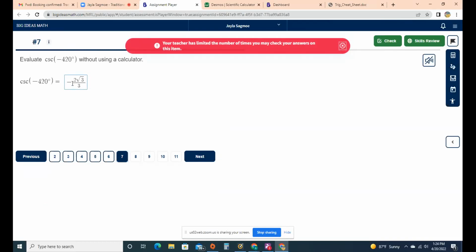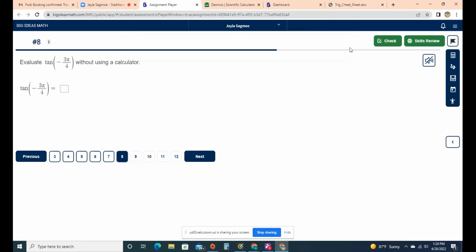Okay, let's go to the next one. All right, so this is, I'll share my screen here. This is tangent of -3 pi over 4. Let me share my screen.